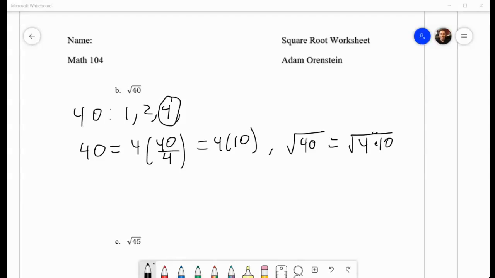Let's see, I don't know if I'm going to have enough room, so let me quickly go here. And that's going to be the square root of 4 times the square root of 10, which is 2 times the square root of 10. Now, it turns out the square root of 10 is simplified. It's not terribly hard to see that because the only factors of it are 1, 2, 5, and 10. So this turns out to be simplified.